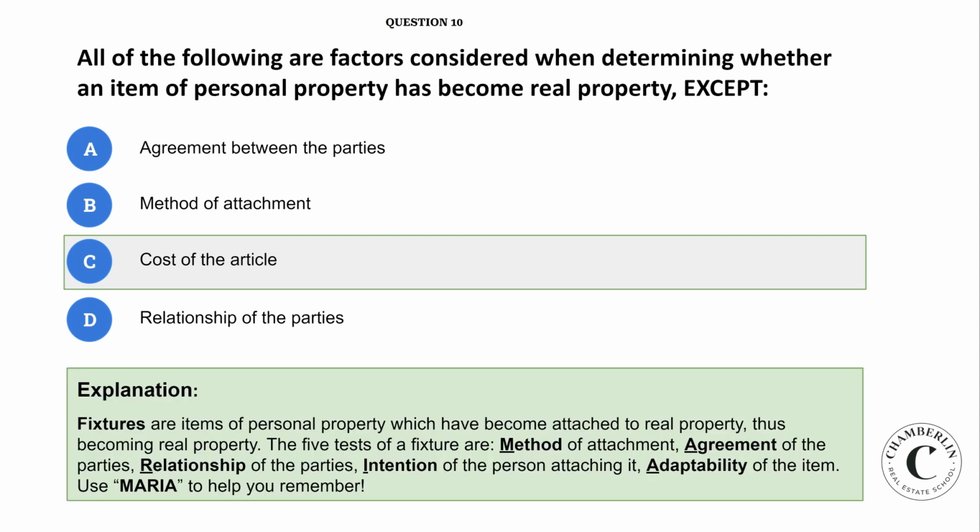Fixtures are items of personal property which have become attached to real property, thus becoming real property. The 5 tests of a fixture are method of attachment, agreement of the parties, relationship of the parties, intention of the person attaching it, and adaptability of the item. A good way to remember this is to use Maria to help you remember.